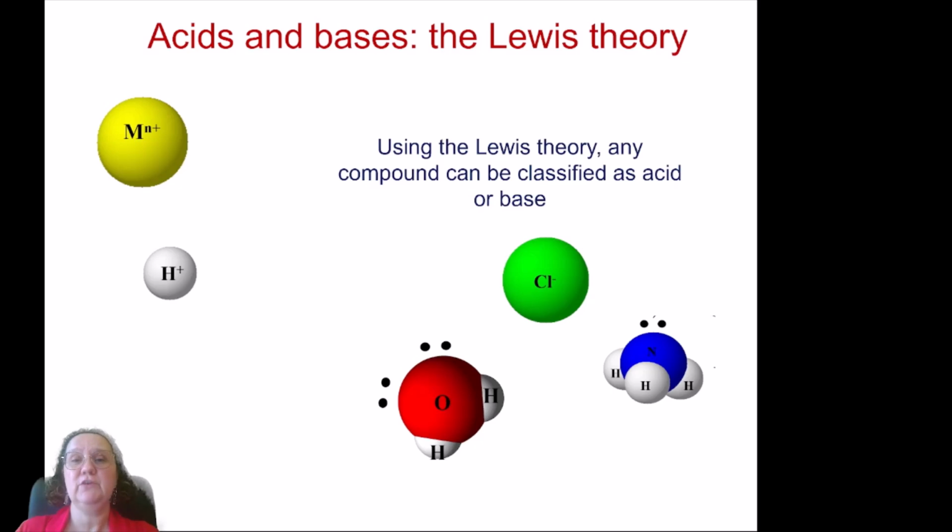Using the Lewis theory, any compound or any anion or cation can be classified as an acid or a base. It doesn't matter if it's good or bad, but it can be classified as an acid or as a base. If you have a cation, for example any metal ion you can think of, because it has a positive charge and it has empty orbitals, it can accept electrons, so that will be an acid.